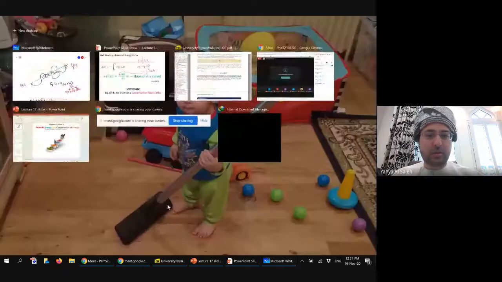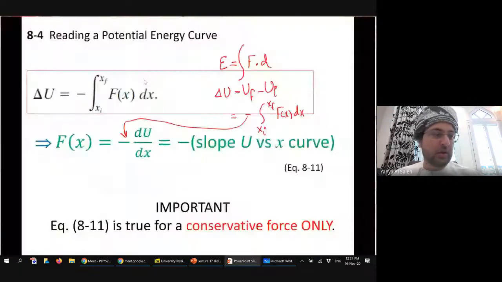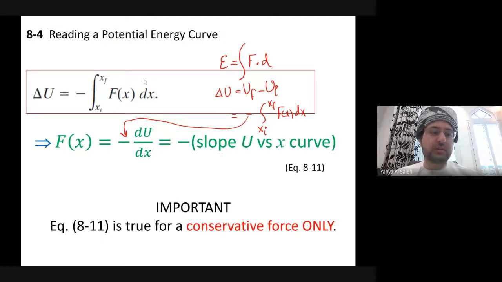Okay, so this equation only works in cases where the force is conservative, mainly because this is the only case where we can actually define energy as a function of position. Is this bit clear?